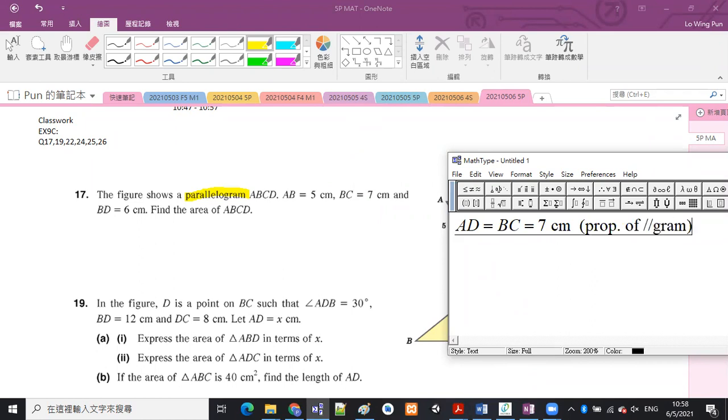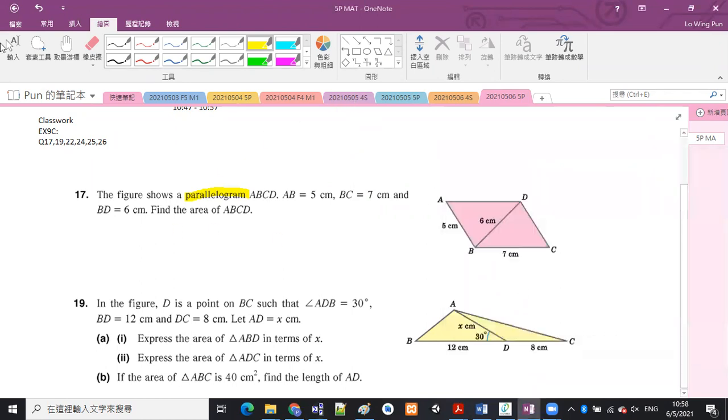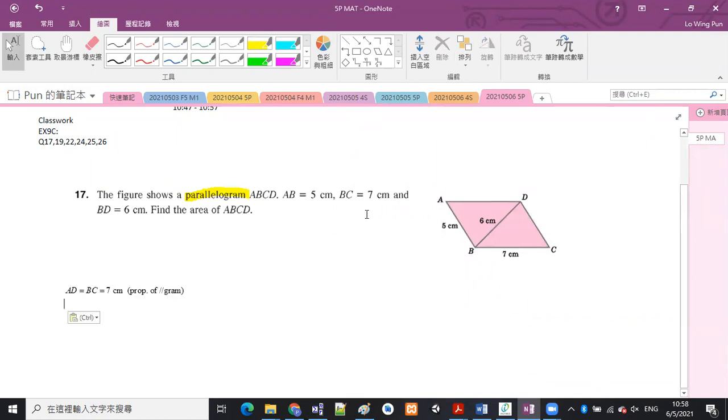But in this chapter, you are not required to write down the reasons. But in the classwork, I want you to know the reasons, so I write down the reasons. So AD is equal to BC, and they are both equal to 7 cm. Now we have all the three sides of triangle ABD. See this? And it is sufficient for us to find the area of triangle ABD.